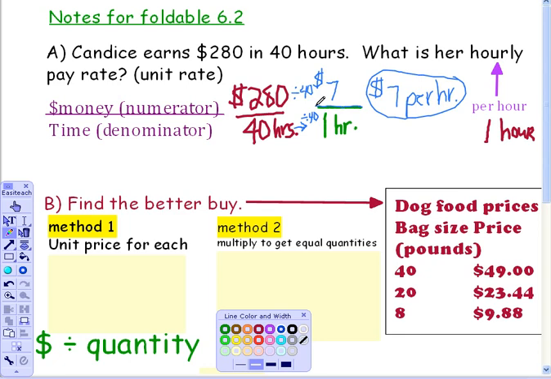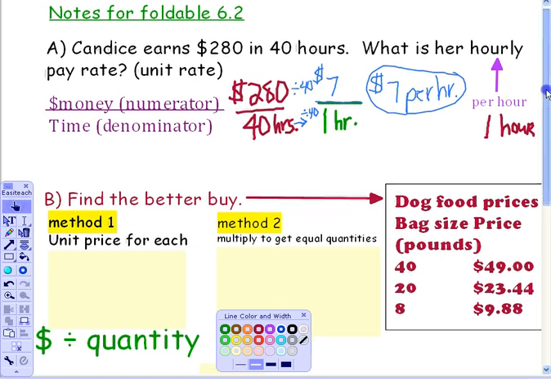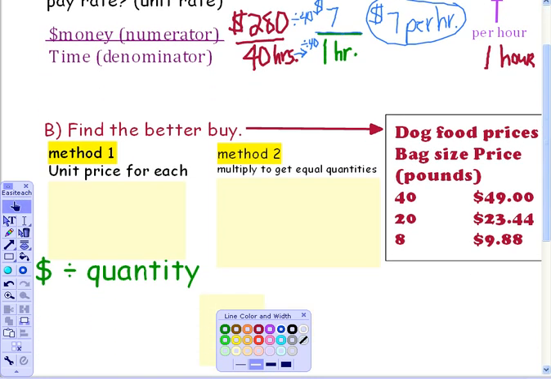So we've got these dog food prices over here. It gives us the size of the bag. It's a 40-pound bag, a 20-pound bag, or an 8-pound bag. And it also gives us the price for those bags of dog food. We want to find out which one is the better buy. A better buy means it's cheaper for us to purchase. Which one is it better for us to purchase? Which one are we getting more dog food for our dollar? Okay? So I'm just going to scroll down a little bit here so I have some room to write.